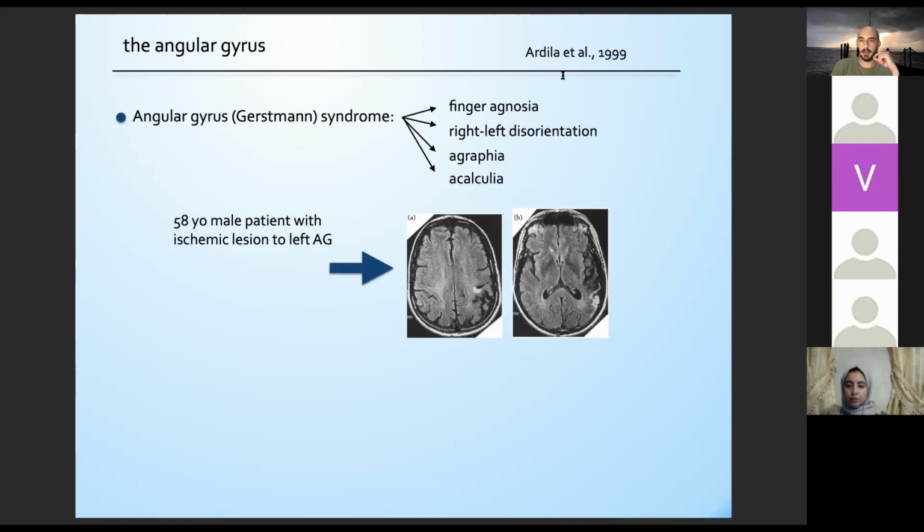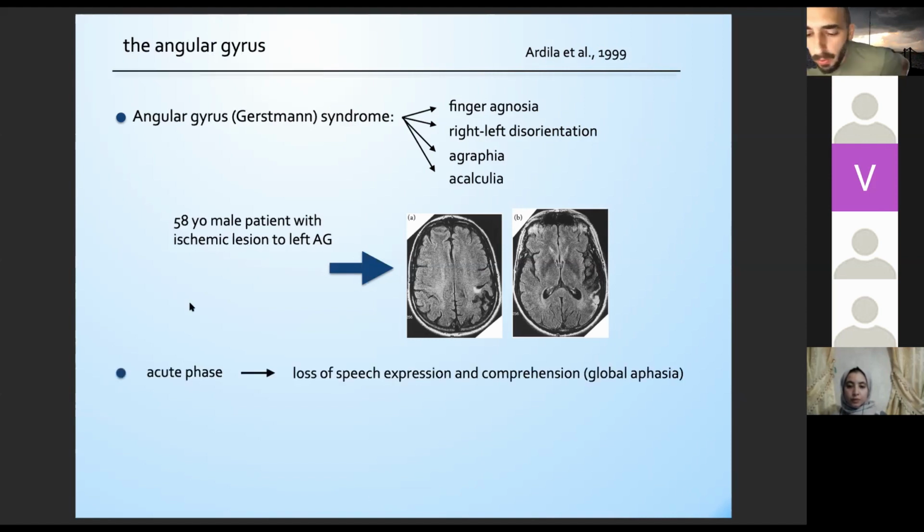So this paper by Ardila in '99 reports on one patient, just to give you an example of what usually happens if you have this kind of lesions. A 50-year-old male patient with the ischemic lesion to the left angular gyrus, right? So this is specular because it's in a radiological convention. And you see that this red stuff here is due to a lesion of this area here, which encompasses the angular gyrus. You see, if you compare it to the right hemisphere, you have an atrophy of this area.